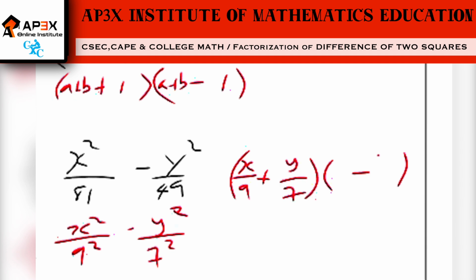In the other bracket, we're going to have x on top, 9 at the bottom, y at the top, 7 at the bottom. So our final answer is x over 9 plus y over 7, multiplied by x over 9 minus y over 7.